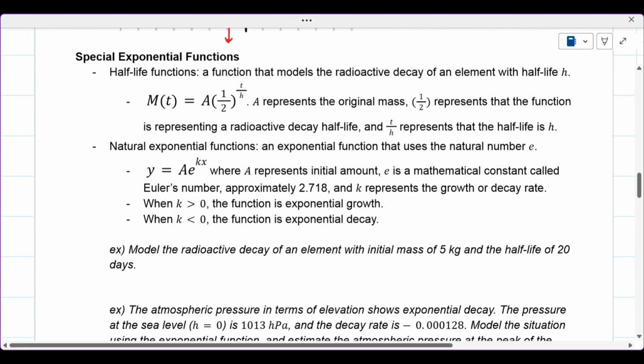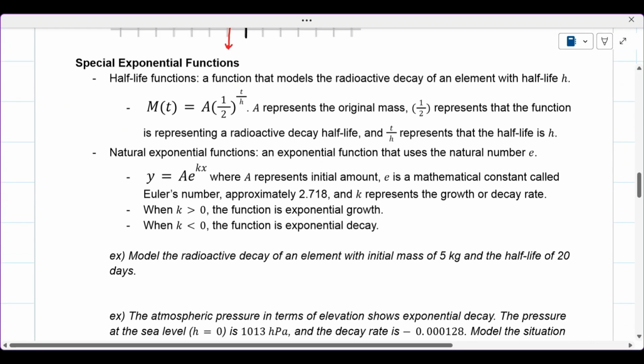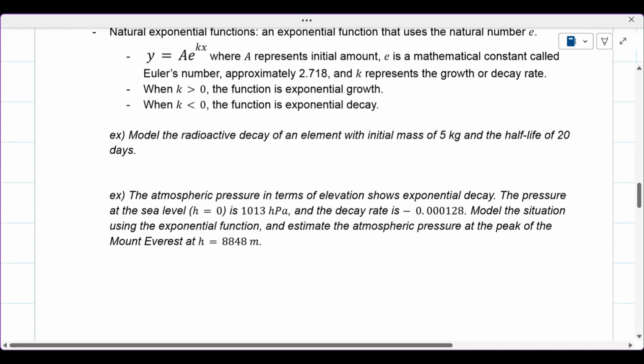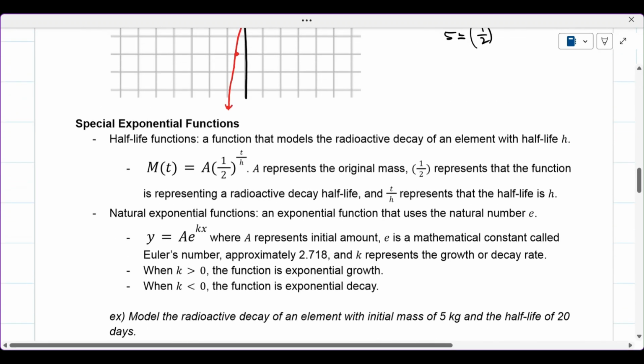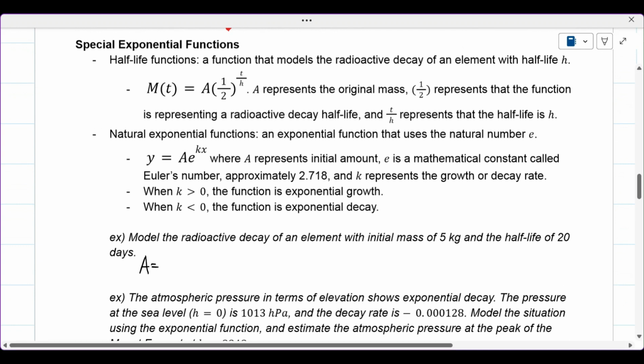In this section, we're learning about the special exponential functions, such as half-life functions, as well as the natural exponential functions. So let's use those two to model these problems here. Model the radioactive decay of an element with initial mass of 5 kilograms and the half-life of 20 days. Using the same model that we had before, A represents the original mass and H represents the half-life. So A is going to be 5 and the half-life is going to be 20. I think that's pretty simple. M of t will be 5 multiplied by 1 over 2 to the power of t over 20.